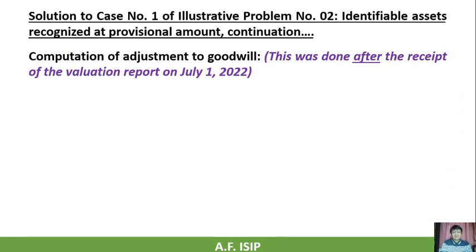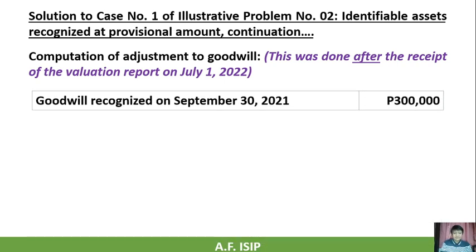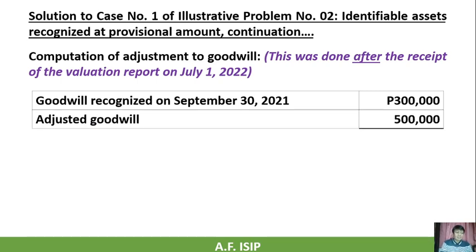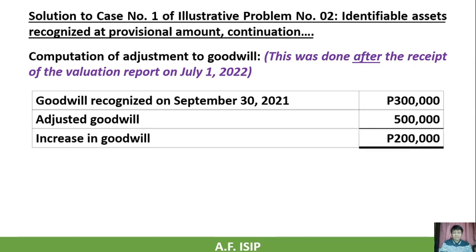So let's now compute the adjustment to goodwill. Again, this was also done after the receipt of the valuation report on July 1, 2022. So this is the goodwill recognized on the date of the business combination, September 30, 2021. That is 300,000 pesos. The adjusted goodwill is 500,000 pesos as we computed in the previous slide. So the amount of adjustment, which is an increase in goodwill, is 200,000 pesos.